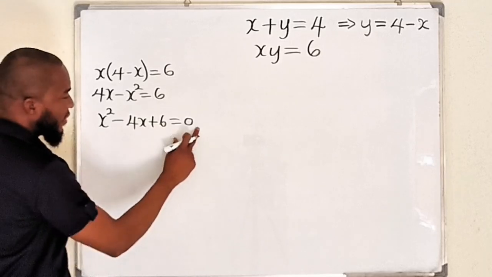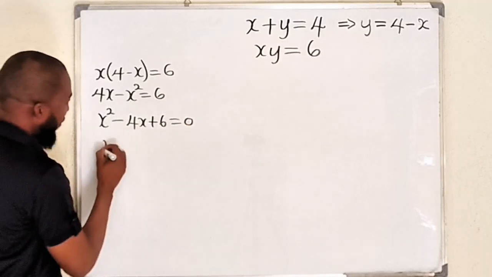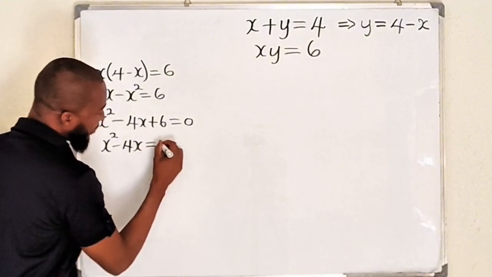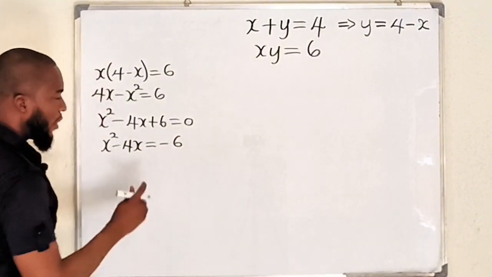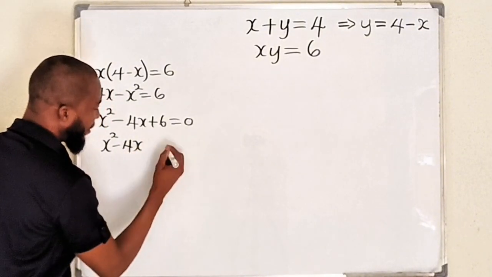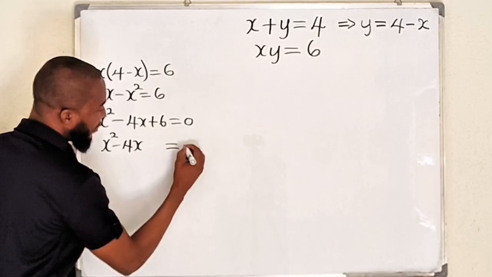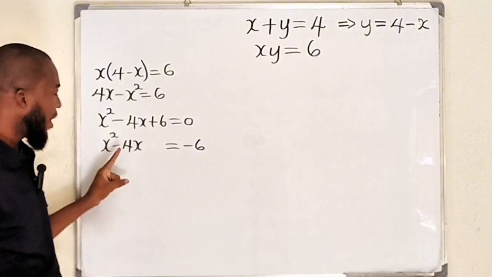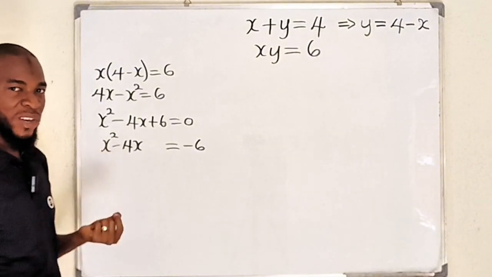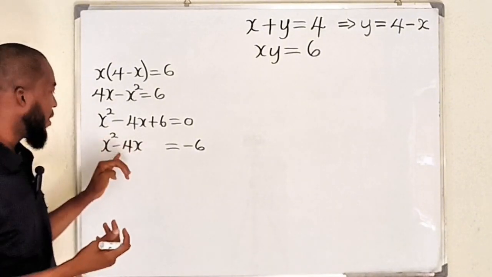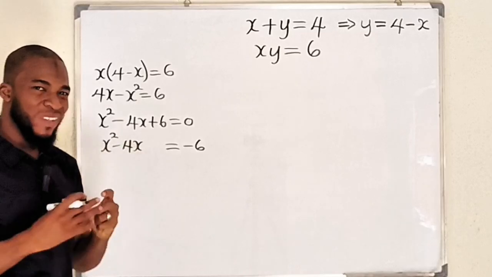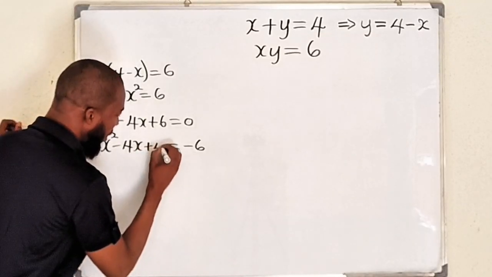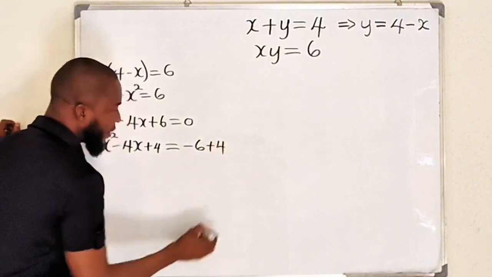First of all, let us take 6 to the other side. We have x squared minus 4x. As 6 crosses over, it becomes negative 6. To make this a perfect square, you have to take the coefficient of x, divide by 2, and square the result. Negative 4 divided by 2 is negative 2, right? Square that, you get 4. So you add 4 here, you also add 4 to the other side.